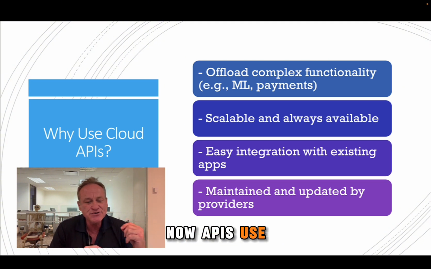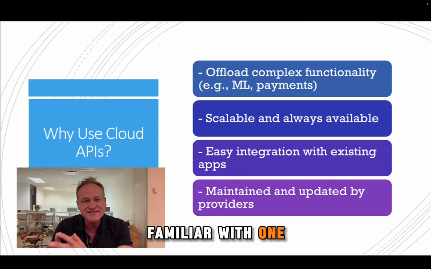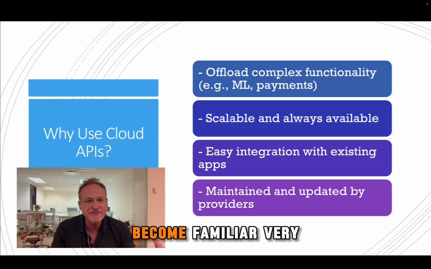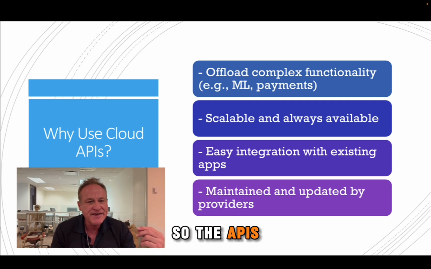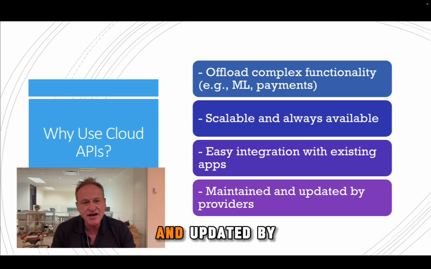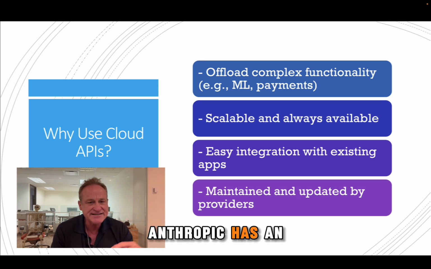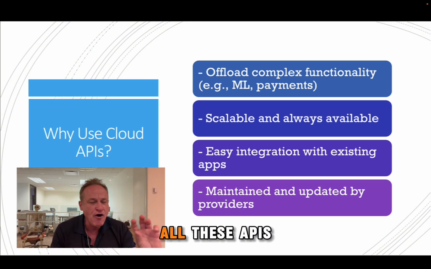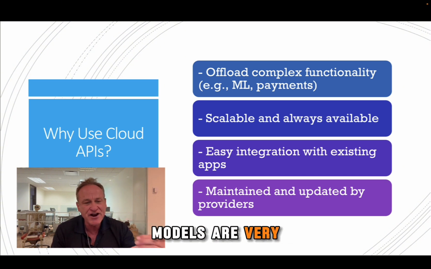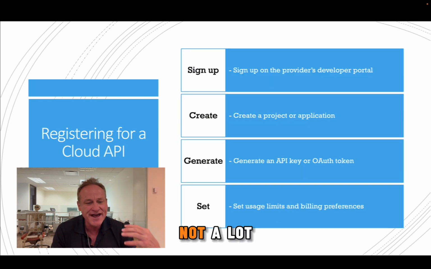Now, APIs use standards. For the most part, if you're familiar with one set of APIs, you can become familiar very quickly with pretty much any API. Application programming interfaces are easy to integrate, and they're maintained and updated by the cloud providers. OpenAI has an API, Anthropic has an API, Google has an API for Gemini, and when you want to write code, all these APIs for large language models are very close to each other. They're not a lot different.